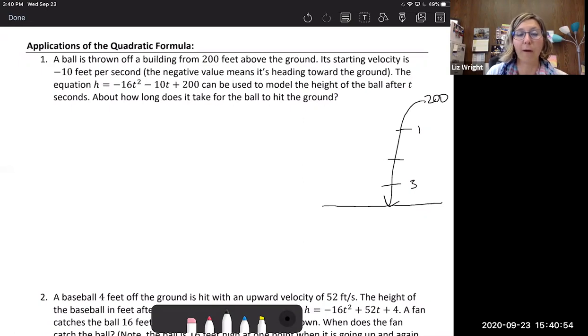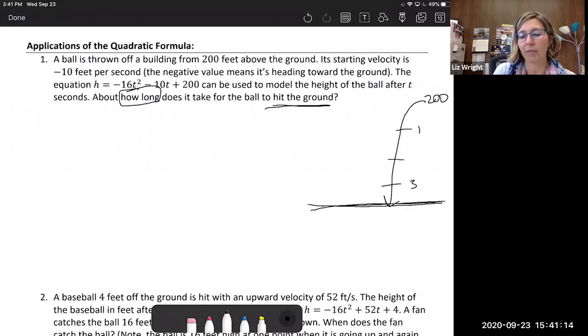Okay, so it says about how long does it take for the ball to hit the ground? So we have two variables in this equation, and we need to figure out which one we're solving for. So this one says about how long. So that tells me that we're solving for time because we're looking for how long. Well, then what are we going to plug in for our height? What is our height at the ground? Right here. And our height at the ground is 0. So we're going to plug in 0.